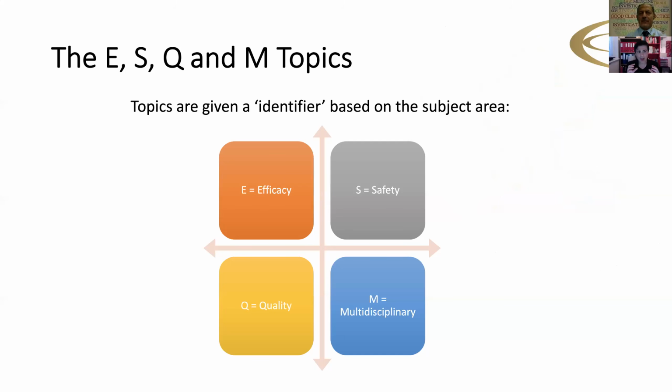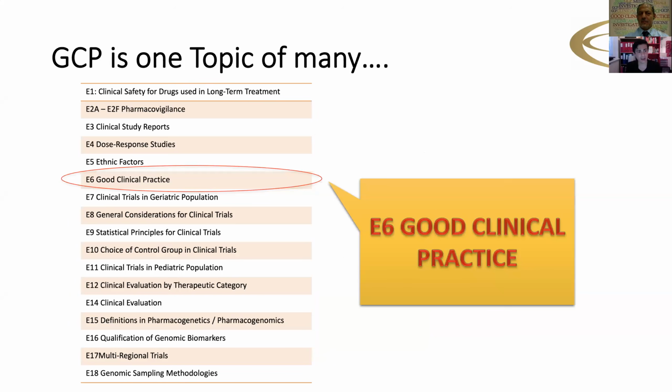So I just said there's one specific guideline. Well, ICH has produced many, many guidelines, and they've put them in different categories. These categories are called the E, the S, the Q, and the M categories. The ones we are very interested in are the E categories, which are the efficacy categories. If I go into the efficacy category, I will see many, many guidelines there. All these guidelines tell us how to conduct research. And one guideline, the E6 guideline, is good clinical practice.